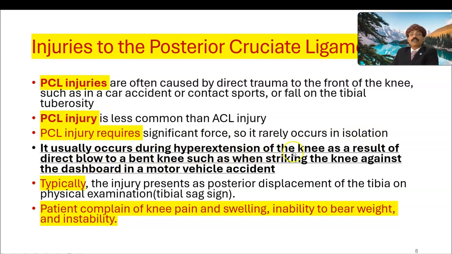It usually occurs during hyperextension of the knee as a result of a direct blow to a bent knee, such as when striking the knee against the dashboard in a motor vehicle accident. Typically, injury presents as posterior displacement of the tibia. On physical examination, there is posterior displacement in relationship to that of the femur. Patient complains of knee pain and swelling, inability to bear weight, and instability. So these are the presentation of the lesion to the posterior cruciate ligament.